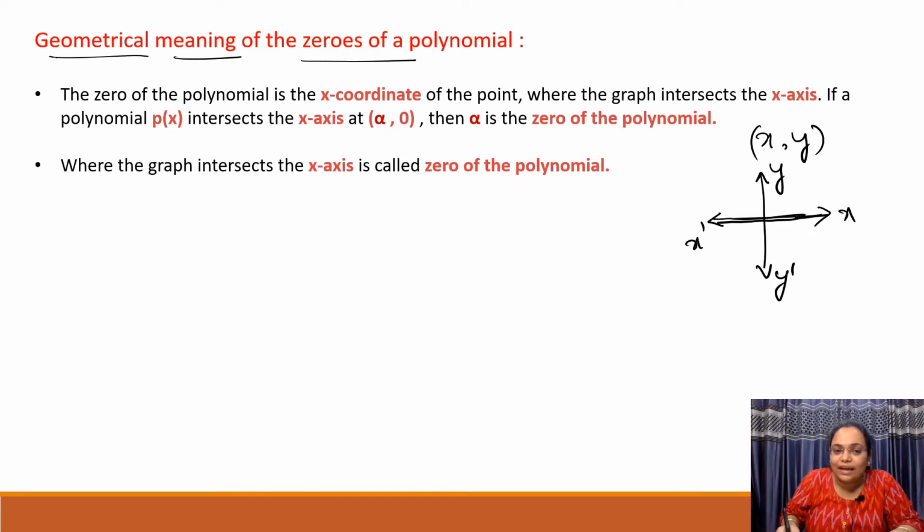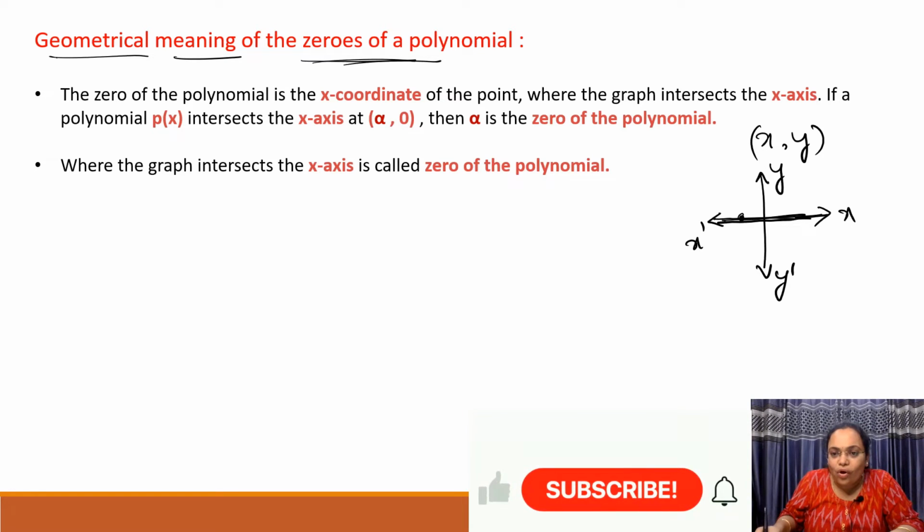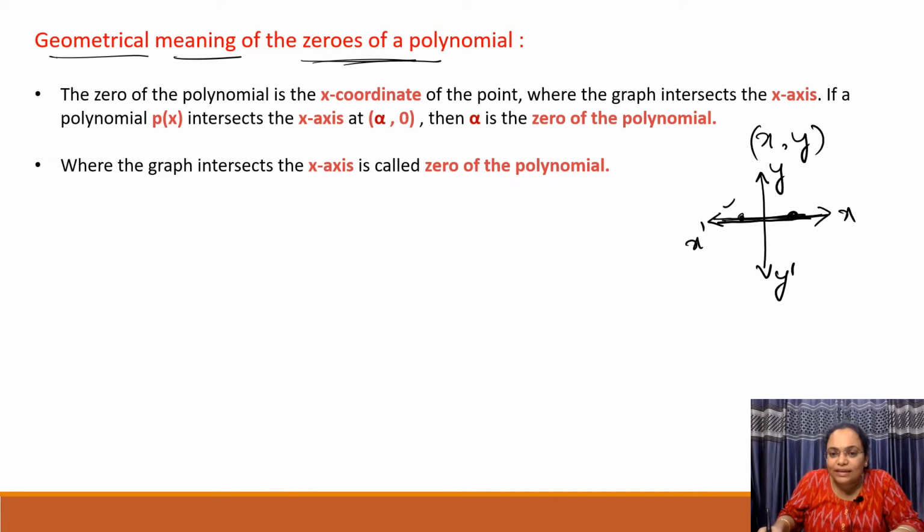If we want to find a zero of a polynomial, where the graph cuts the x-axis, it may cut here or it may cut here, the coordinates will be alpha comma 0, because it is on the x-axis, the y coordinate will be 0. So the alpha is called a zero of a polynomial.